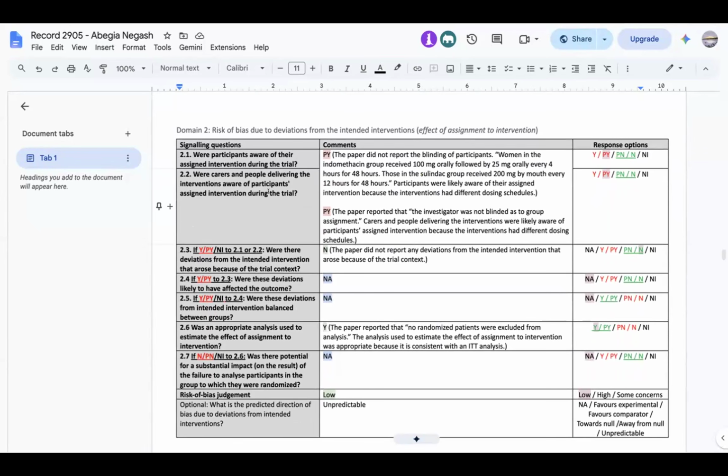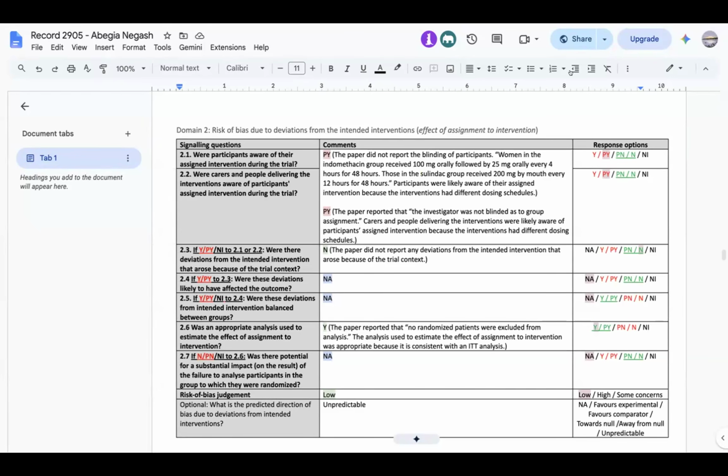2.1, were participants aware of their assigned intervention during the trial? What did you say for this one? I put probably yes. Probably yes. Okay. Did anyone have a different answer for 2.1? I said NI because there was no explicit statement about blinding of the participants.